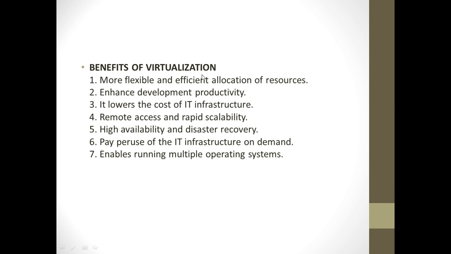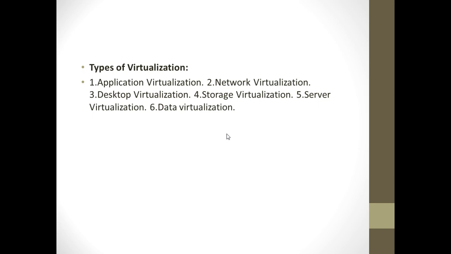There will be various benefits of virtualization. I can have efficient allocation of resources with the help of virtualization. It enhances development productivity. It lowers the cost of the infrastructure, allows remote access and rapid scalability, allows high availability and disaster recovery. It is pay per use of the IT infrastructure, and it also enables running several operating systems. So there are six types of virtualization: application virtualization, network virtualization, desktop virtualization, storage virtualization, server and data.